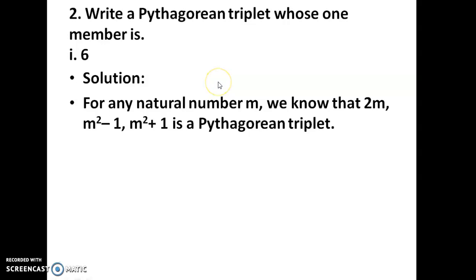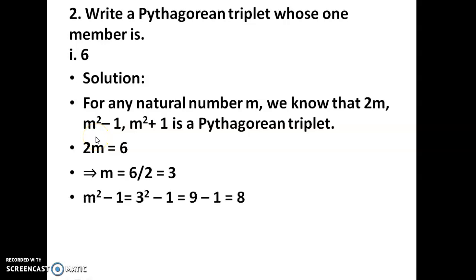So m we have to find out from the number. So any one number is 6. Okay, so what is m? If in the place of 2m we take 6. So 2 into 3 will give you 6. Okay, so 2m equal to 6, m is equal to 6 by 2 equal to 3. Now find the value for these numbers. So in the place of m you have to substitute 3 and find the number.